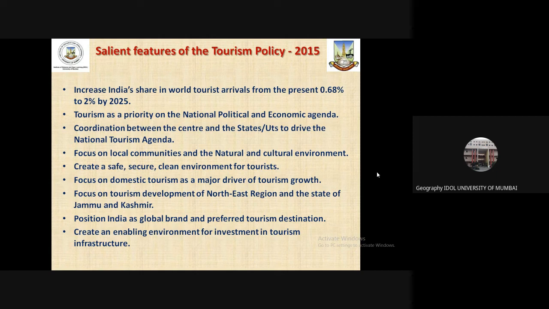Focus on domestic tourism as a major driver of tourism growth in the nation. Focus on tourism development of the Northeast and also Jammu and Kashmir as important tourist destinations. India should be positioned as a global brand in tourism destinations across the world, and an enabling environment should be created for investment in tourism infrastructure from different sources, both Indian investors and also NRIs.